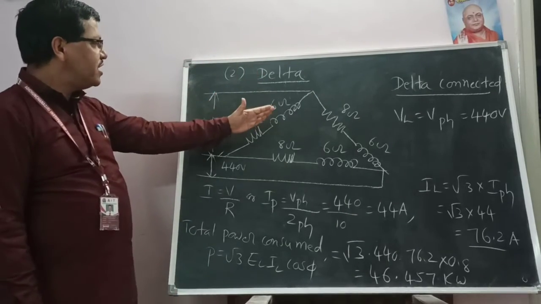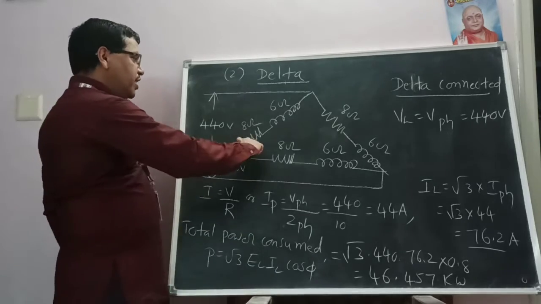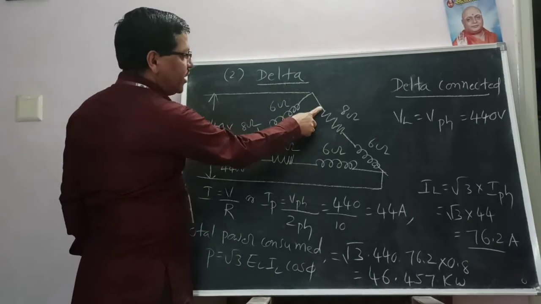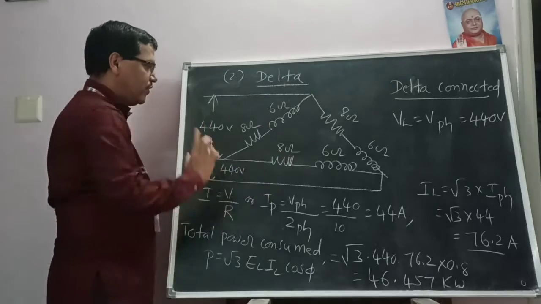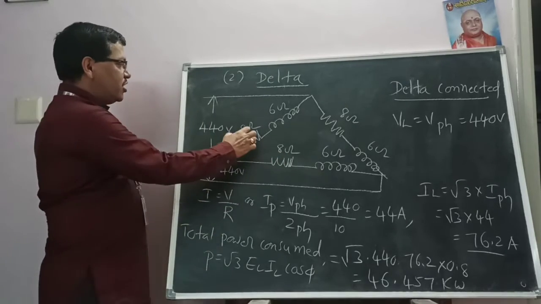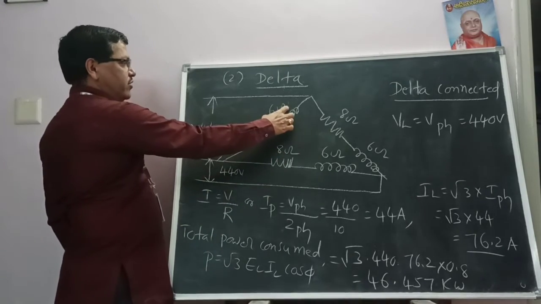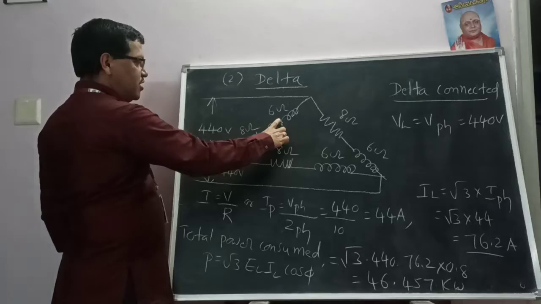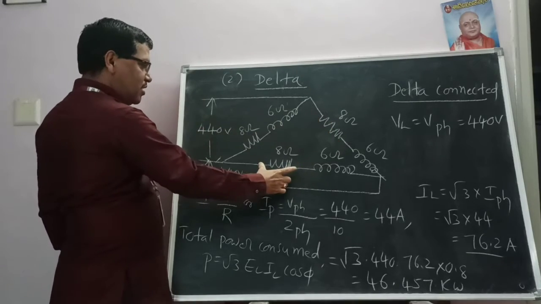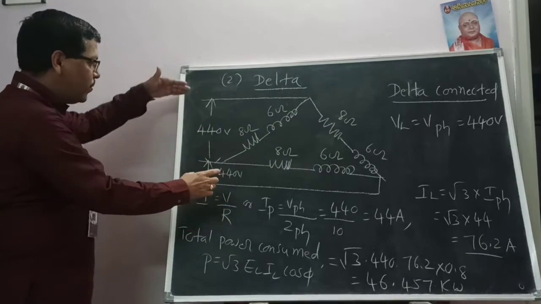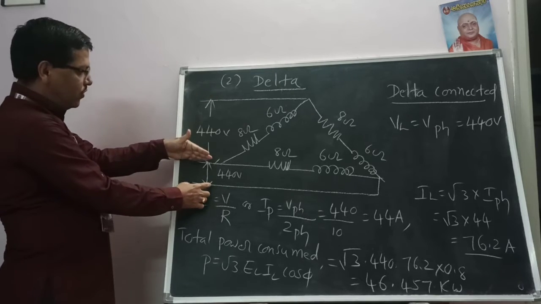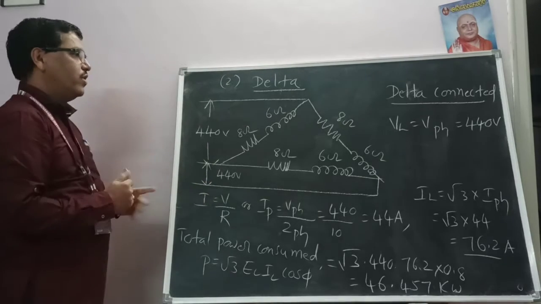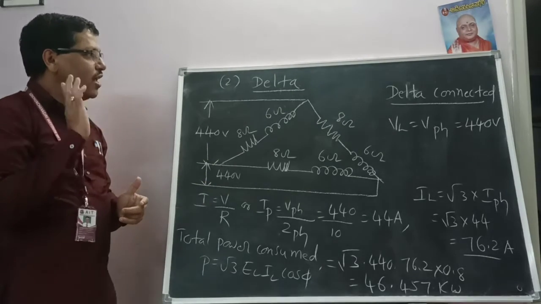Now, this is the delta connection. As usual, the impedances are connected like this: the finishing end of one coil is connected to the starting end of another coil. The resistance value is 8 ohms and the inductive reactance is 6 ohms in each phase. This is the first phase, the second phase, and the third phase. As given in the problem, the line voltage is 440 volts, again here 440 volts, and the third also 440 volts. So we know the delta relations.